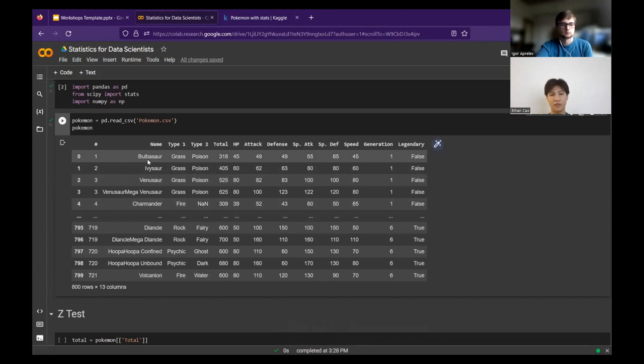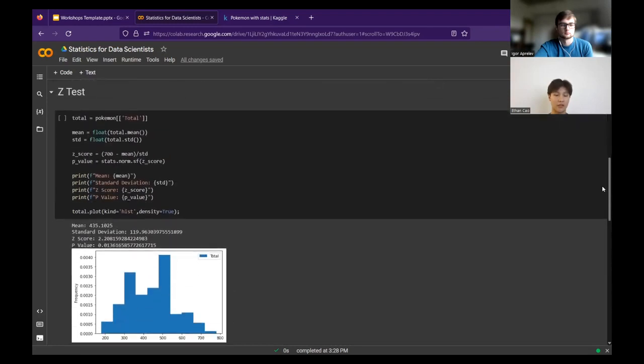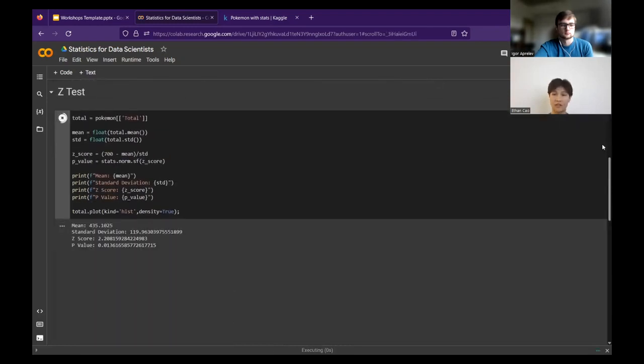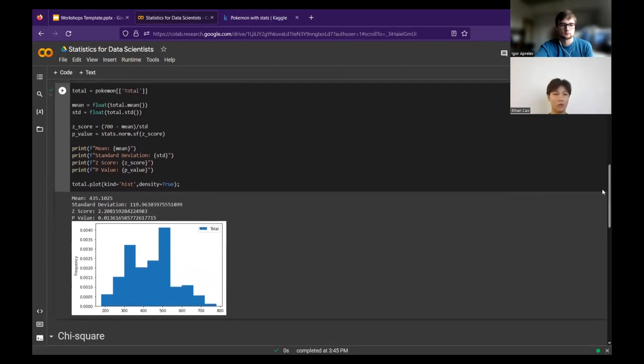And it has all of their stats. So their attack, their HP, all that sort of thing, as well as their types, right? And here, we're just going to do a small z-test on that. So what this z-test does is that it is a z-test for the total stat total of the Pokemon, right?